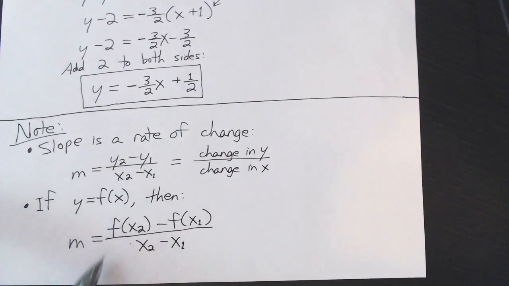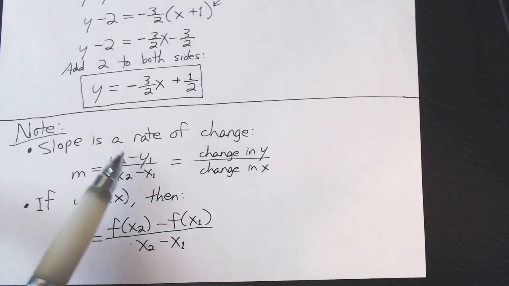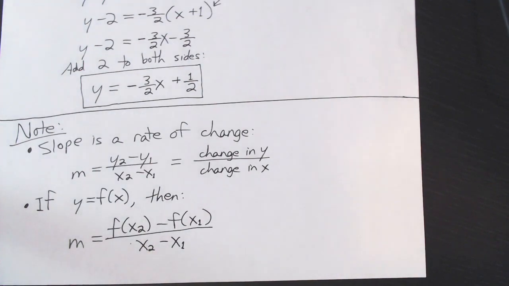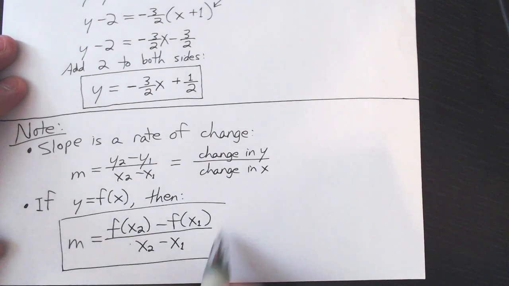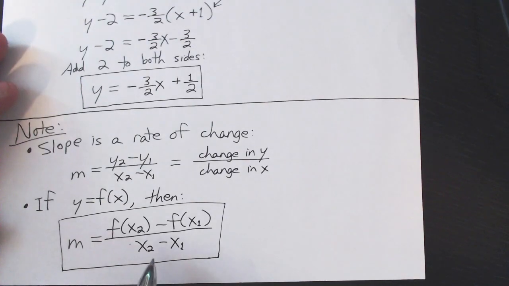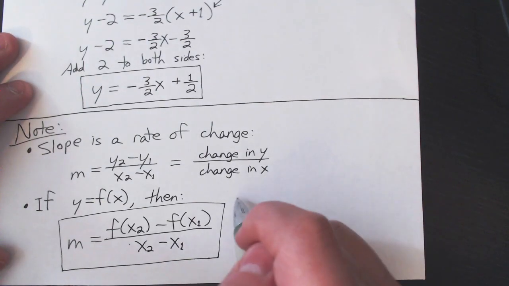Now, is this really any different? It's kind of saying the same thing. It's just written with f of x notation instead of y's. F of x2 is the y coordinate that goes with x2. So it still works. It's still the same idea. I'll put a box around this as a formula, but I think if you remember the slope formula, you should be okay.